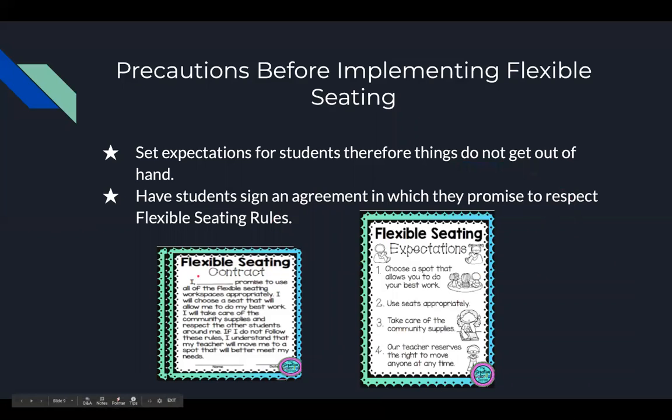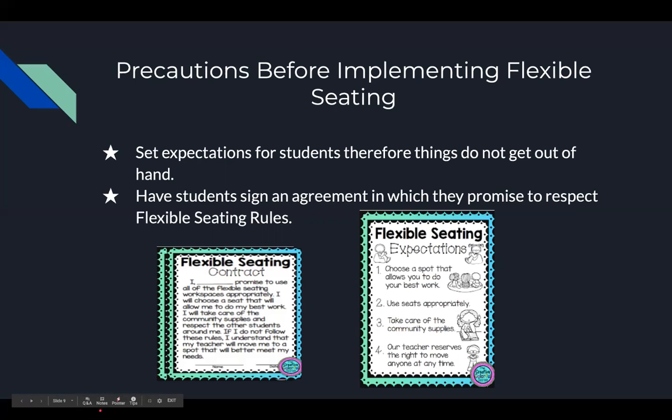So an example here would be number one, choose a spot that allows you to do your best work. Students shouldn't be sitting with their best friends the whole day and talking, because that isn't what flexible seating promotes. Number two, use seats appropriately. Don't move them all to one side of the classroom, leaving the other side empty. You want to make sure that they're being used with respect and care and just being used appropriately.